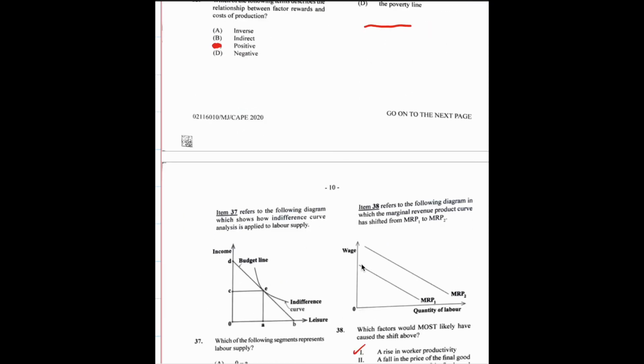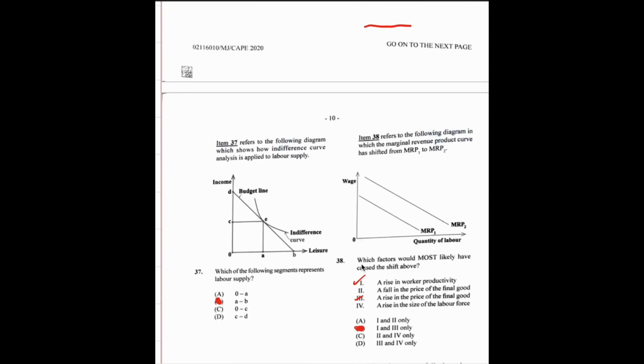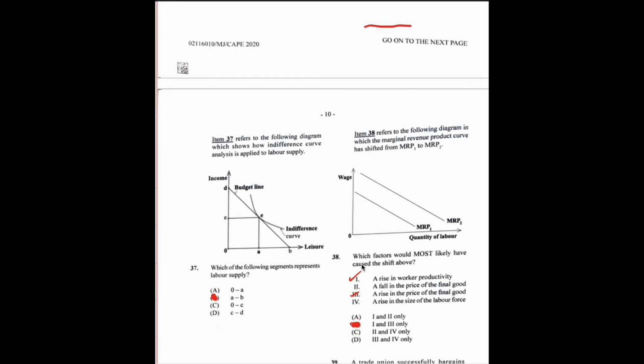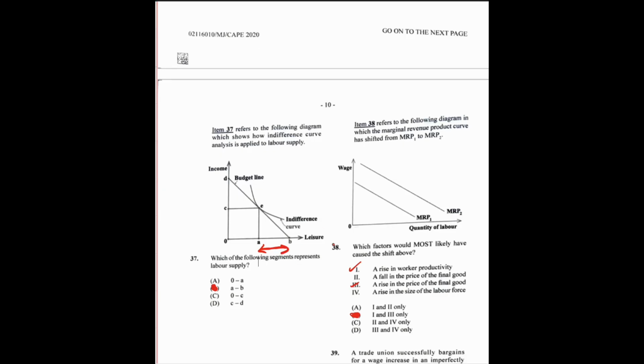37 says, which of the following segments represents labor supply? And that's B, A to B, this segment right here. Okay, which of the following factors would have most likely caused the shift above? For this question, we're going to say the answer is B, a rise in worker productivity, and 3, which says a rise in the price of the final good.